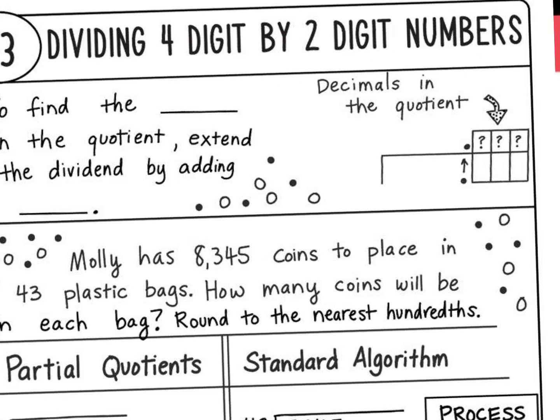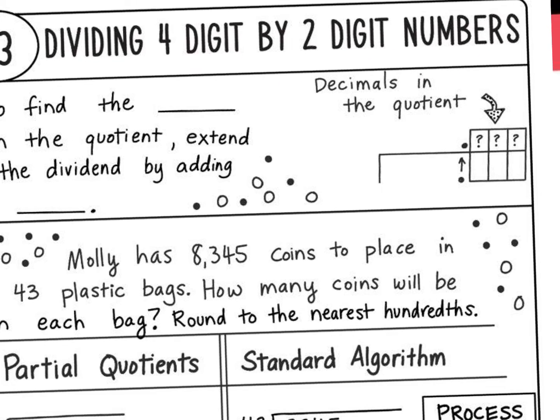So the very top, it says, to find the blank in the quotient, extend the dividend by adding blank. Okay, this is if we are going to have decimals in the quotient. And we are going to talk about this at a later date. We're not doing decimals in the quotient now. We're sticking with remainders for now.